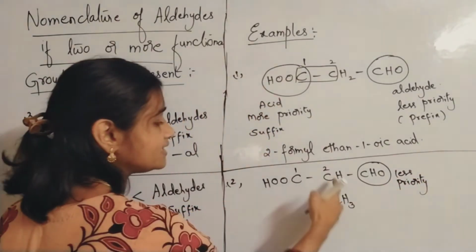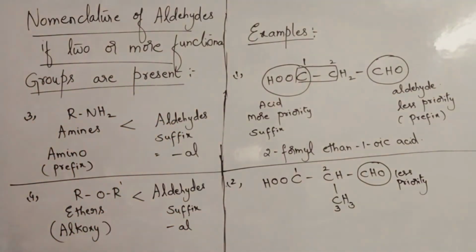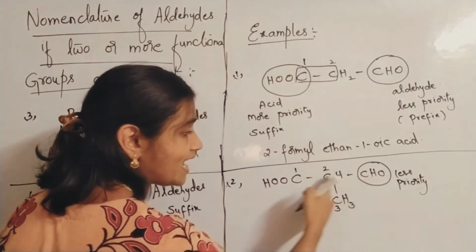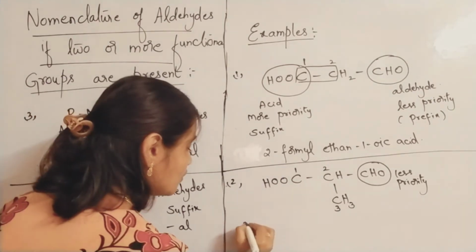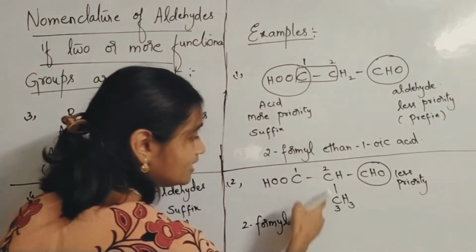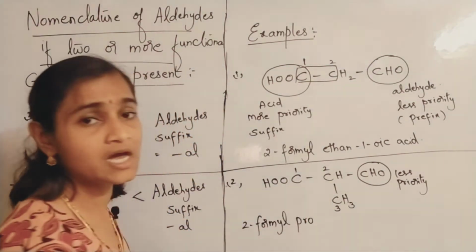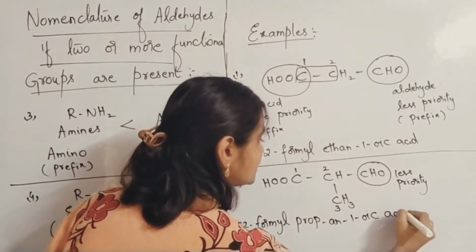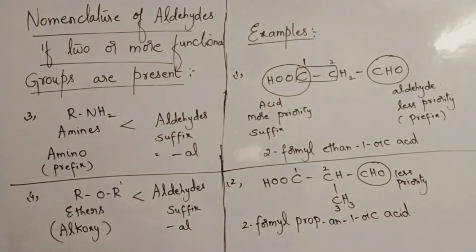So I am taking this to be the main parent chain. Then what will be the name of that compound? 2-formyl. This will become formyl, this will become oic acid. And that formyl is attached to what? Second carbon. So 2-formyl, and in the root word you are finding how many carbon atoms? 3 carbon atoms. Propan 1-oic acid is the name of this compound. 2-formyl propan 1-oic acid is the name of that compound.